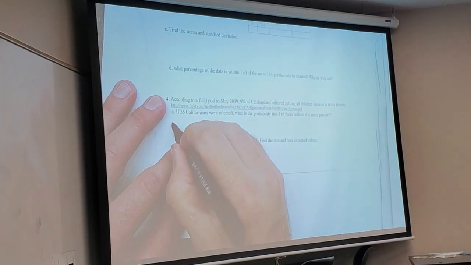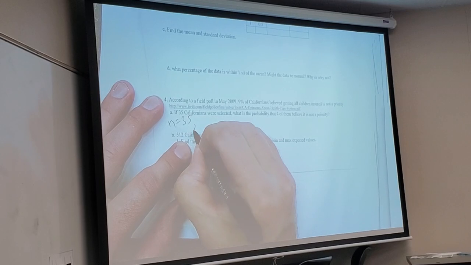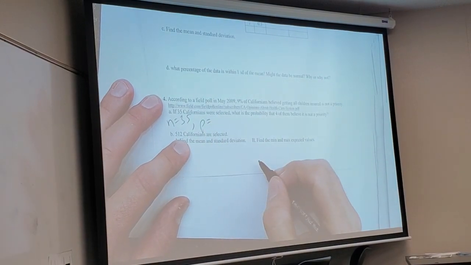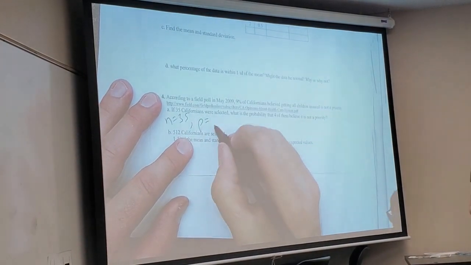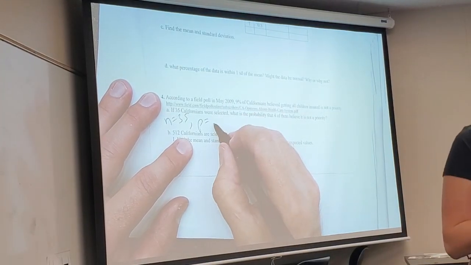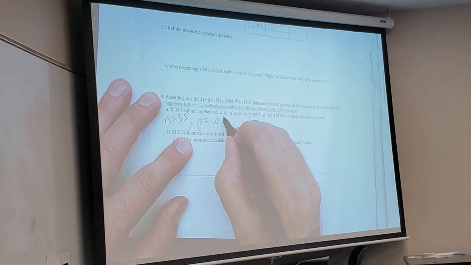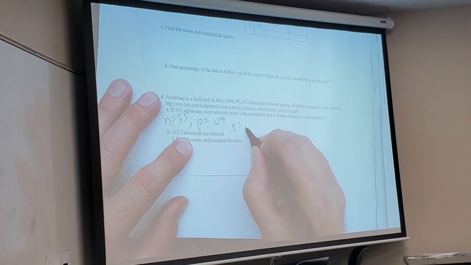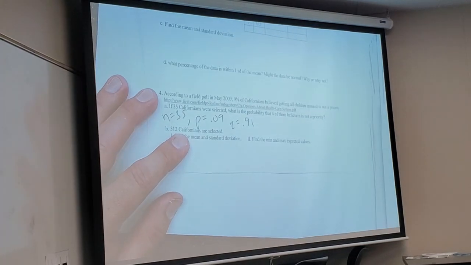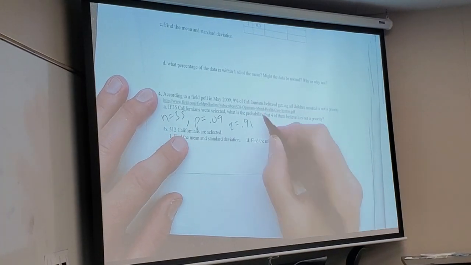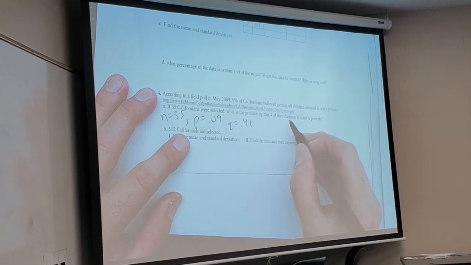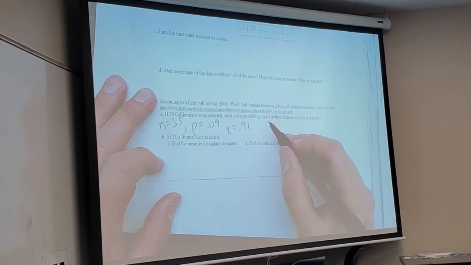So here I can identify N. What's P? 9%, so what would I write down? I'm not going to write down 9%, I write 0.09. So what's Q? 0.91. Now I've got NPQ. So in order to do this problem, what's the formula for this?